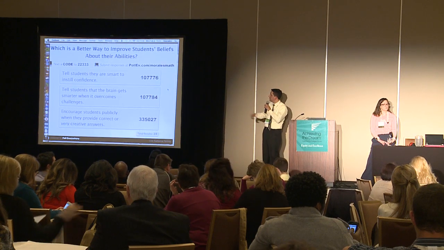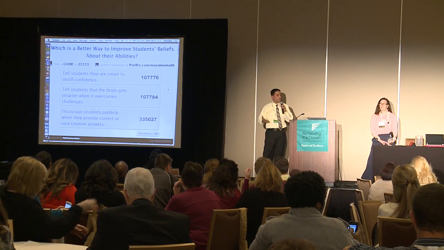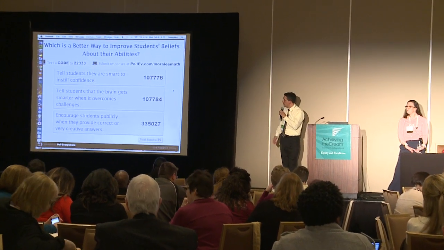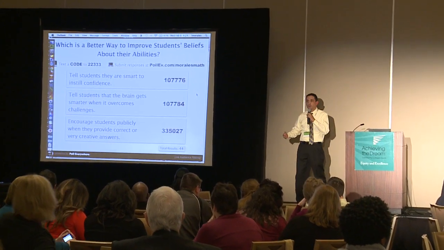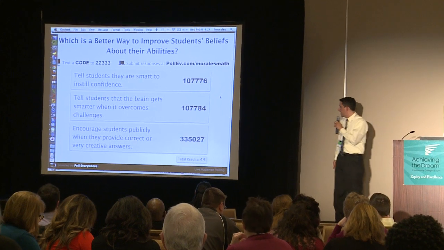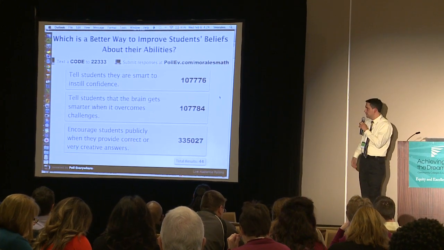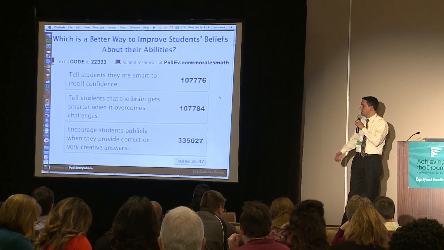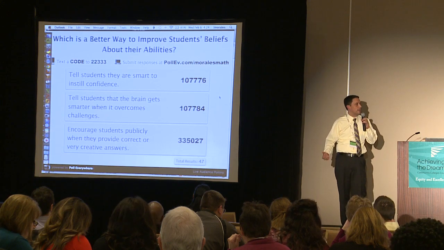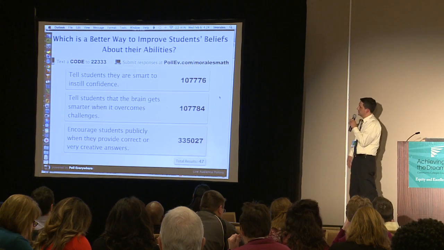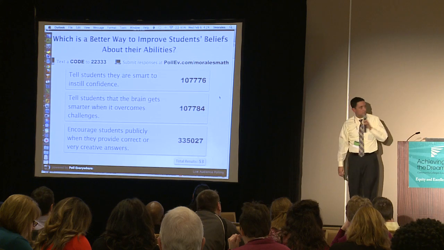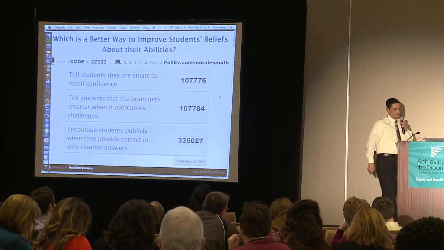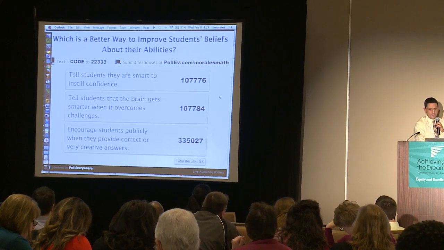The first one is to tell students that they're smart, to instill confidence in them. The second one is to tell students that the brain gets smarter when it overcomes challenges. And the third one is to encourage students publicly when they provide correct or very creative answers to problems that you pose to them in class. Three choices. We've already got 53 responses. And we're going to take a look at these in about 30 seconds or so.